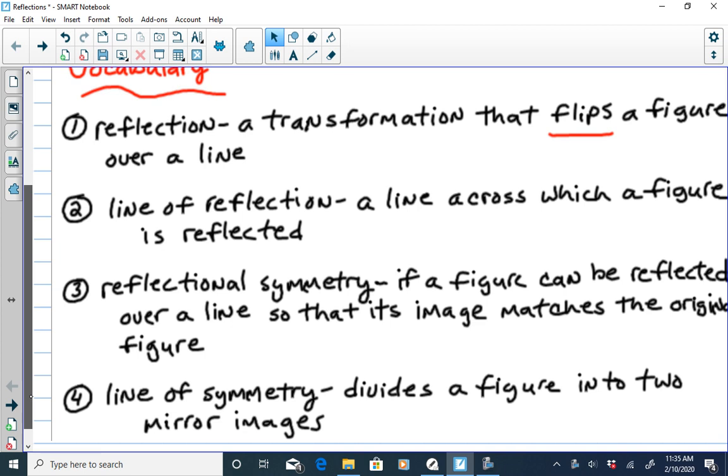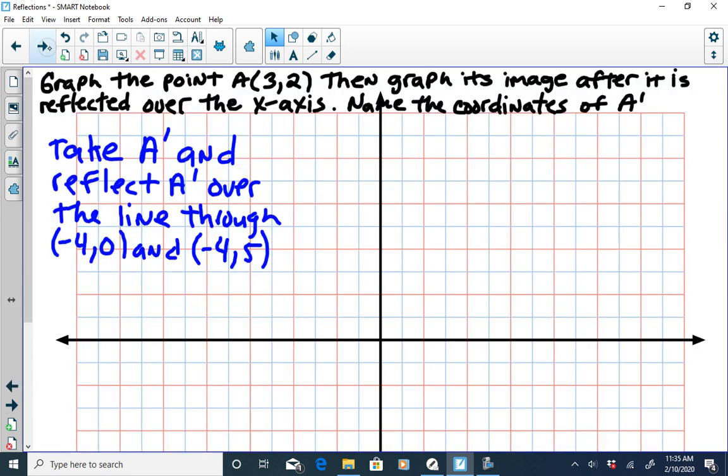All right, let's take a look at what we have here. So our first example says: graph the point A at 3, 2, then graph its image after it's reflected over the x-axis. Name the coordinates of point A prime, its image.